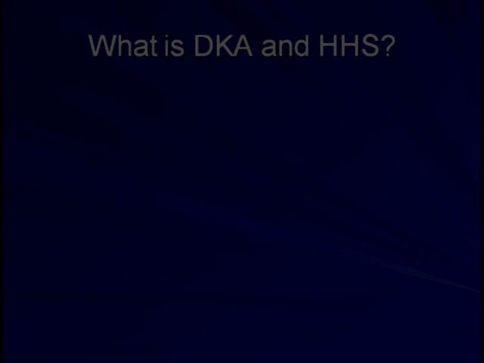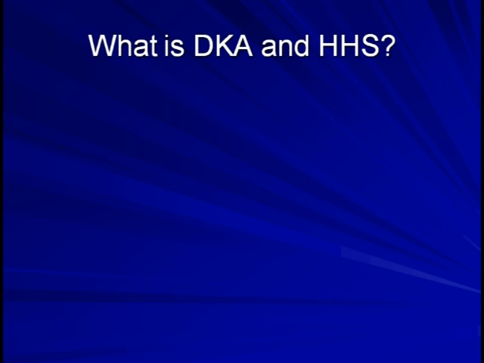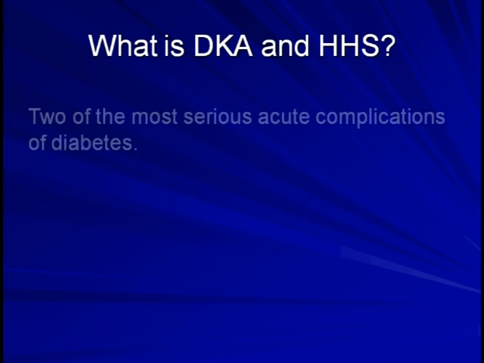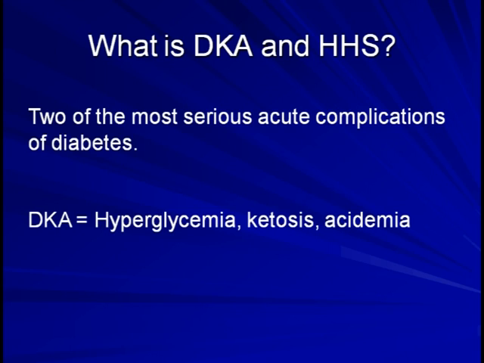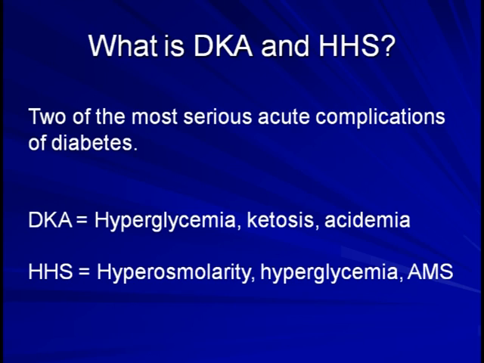So first, what is diabetic ketoacidosis, or DKA, and what is the hyperosmolar hyperglycemic state, or HHS? These are two of the most serious acute complications of diabetes. As we will see shortly, they share some pathophysiologic mechanisms and clinical features. However, on the most basic level, DKA is a combination of hyperglycemia, ketosis, and acidemia, while HHS is a combination of hyperosmolarity, hyperglycemia, and altered mental status.